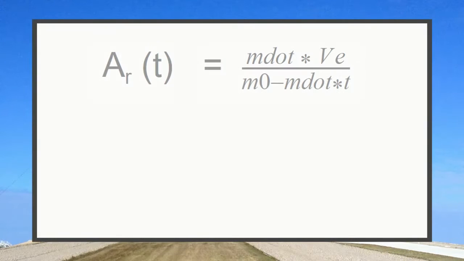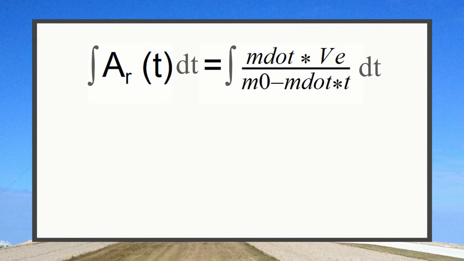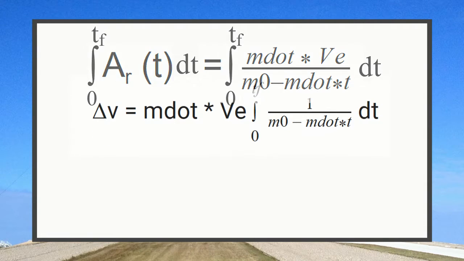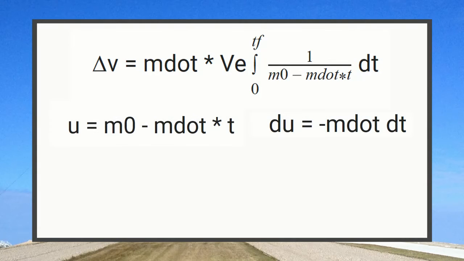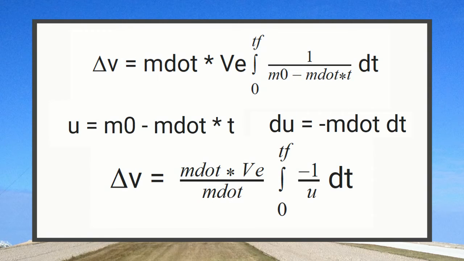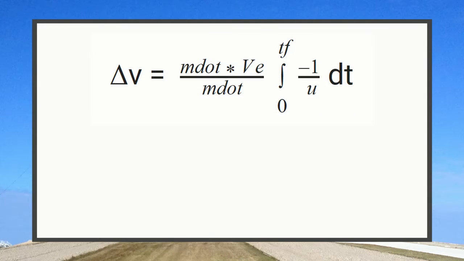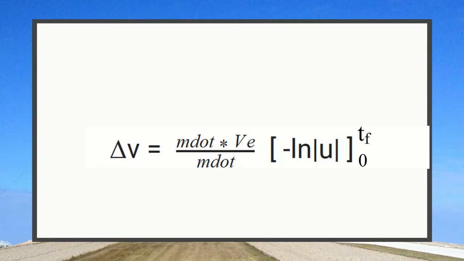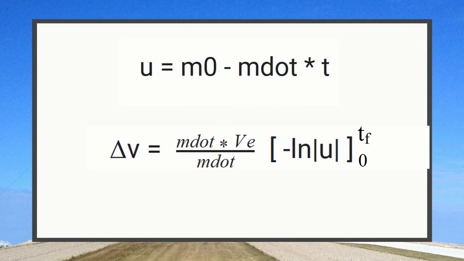For our equation, we want to find the delta V of the rocket, so we integrate the rocket's acceleration with the limits time equals 0 and the final time t sub f. Now to simplify this to a usable equation, we have to do some calculus. We can take m dot and v sub e out of the integral as they're constants. Then, we can do a u substitution for m naught minus m dot times t and pull out the 1 over m dot that was substituted in with du. Now, we just take the integral of negative 1 over u, which is the negative natural log of the absolute value of u, and then plug back in m naught minus m dot times t for u.